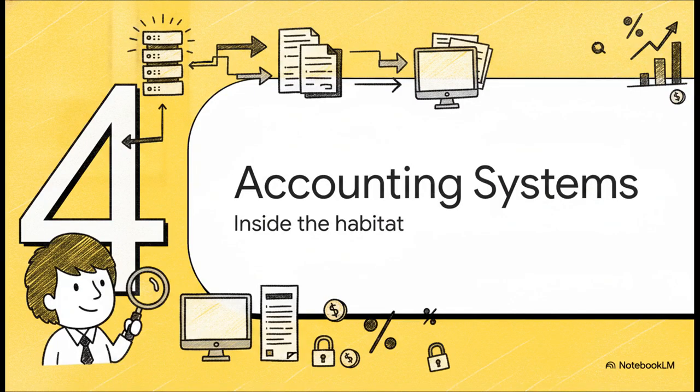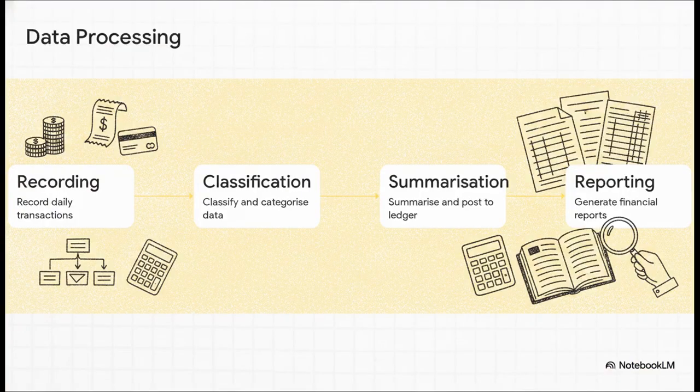Next up, Chapter 4, Inside Accounting Systems. Let's look inside their actual habitat. Think of it like a giant funnel. Raw daily transactions are systematically processed through several stages. First, they're recorded: your sales, purchases, payments, all that good stuff. Then they get classified based on accounting standards like IFRS. Next, they're summarized and posted to the general ledger. And finally, all of this data is compiled into financial reporting, the balance sheets and income statements the auditor ultimately reviews.